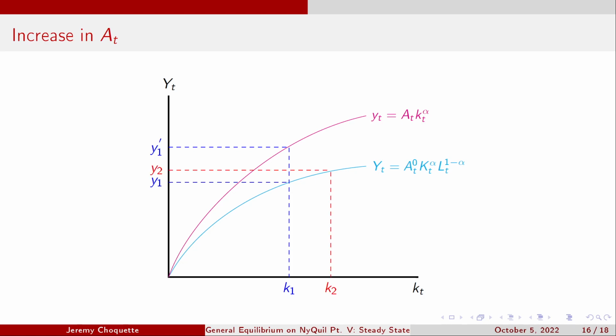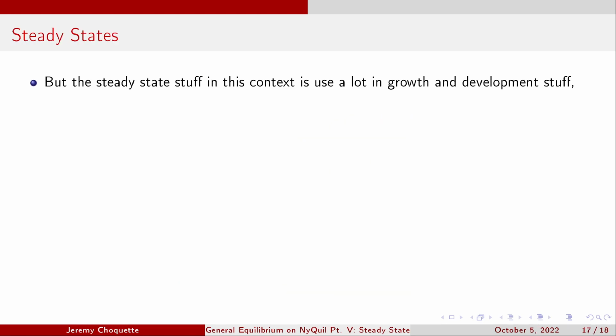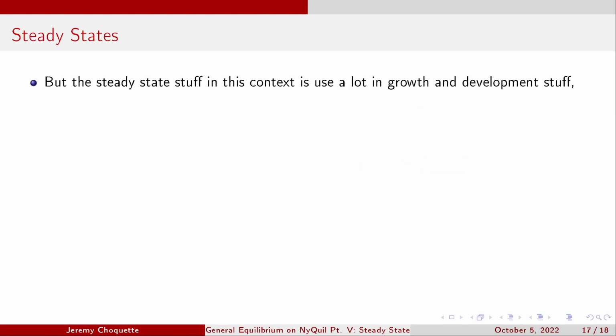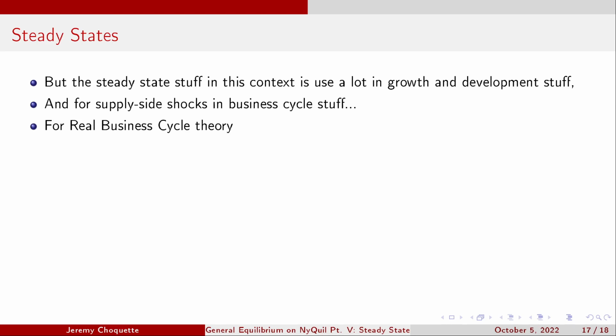All right, so if I increase the capital stock, but I'm on the same growth curve, okay, cool, you get a little bit more output. You're not really getting growth, though. You're just getting more output. Growth comes from that A term. But the steady state stuff in this particular context, looking at changes to technology and all that, tends to be used in growth and development. It's also used for supply side shocks and business cycles.